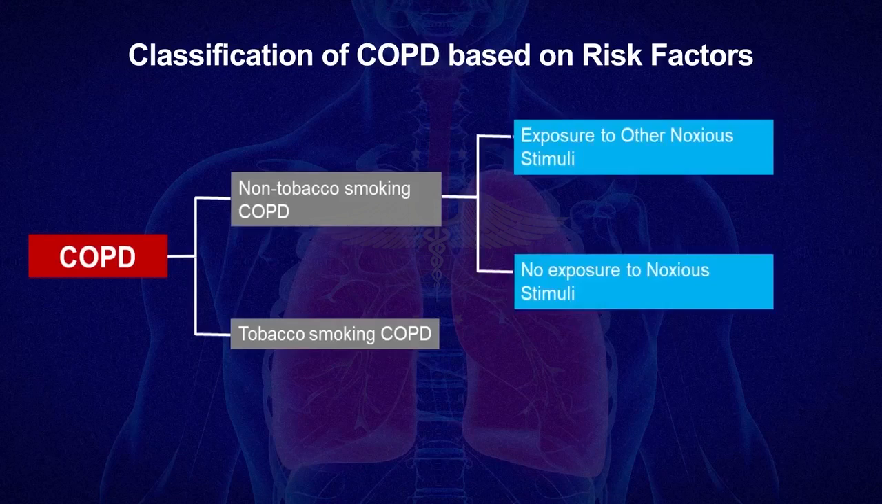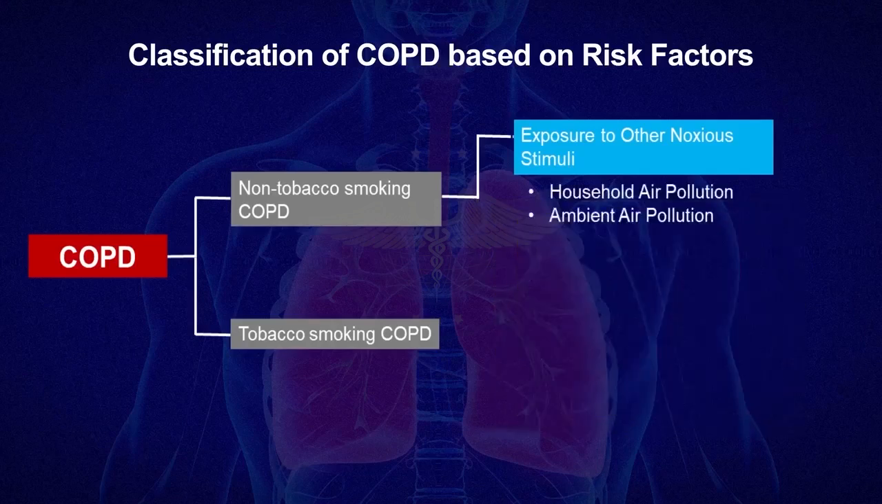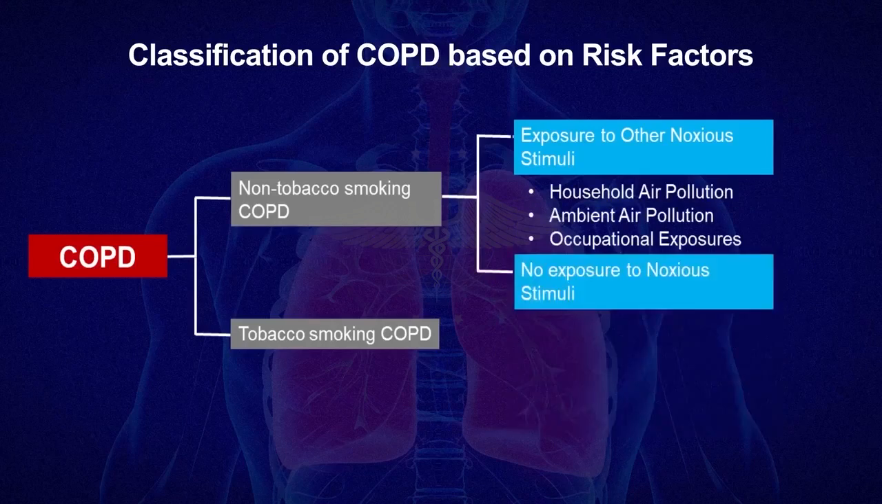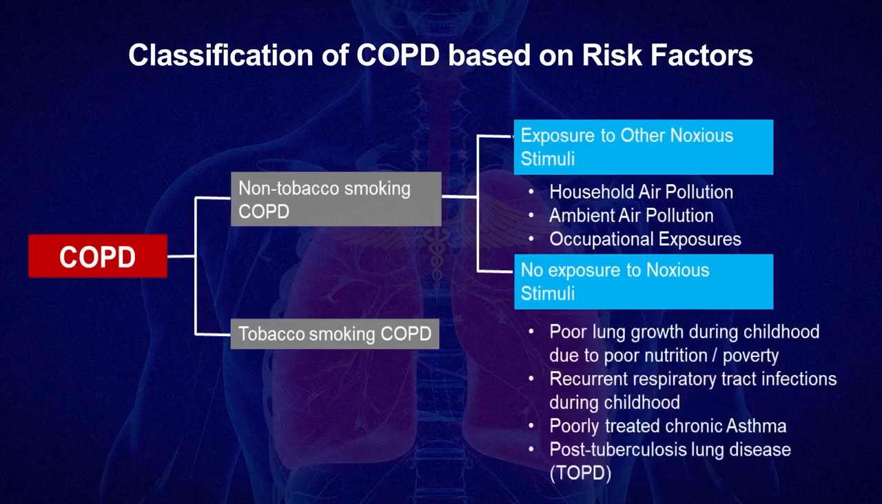The ones that develop because of noxious stimuli exposure are household air pollution, indoor air pollution, ambient air pollution, and occupational exposures. And the ones that develop COPD because of non-smoking causes, where you have not been able to identify some repeated insult to the lung, are poor lung growth, recurrent respiratory tract infection, poorly treated asthma in the past, and post-tuberculosis lung diseases. So do look out for all these factors in the history taking of a patient whom you are planning to diagnose as COPD or whom you suspect is a COPD patient. Do not miss out on all these risk factors.